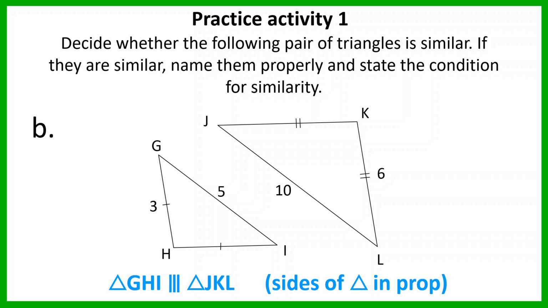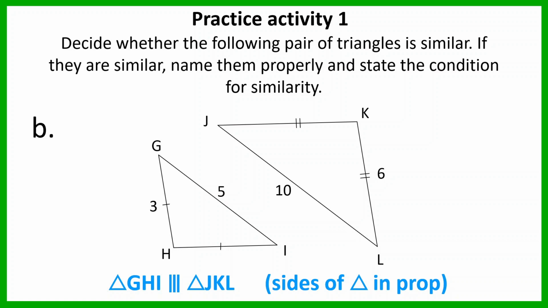So I can say that triangle GHI is similar to triangle JKL, and my reason is sides of the triangle are in proportion. Now, if you weren't sure how to do the naming of these two triangles, I recommend when you're working with similar triangles where you have sides in proportion as your way of proving, then look at each angle and see what side it is opposite.